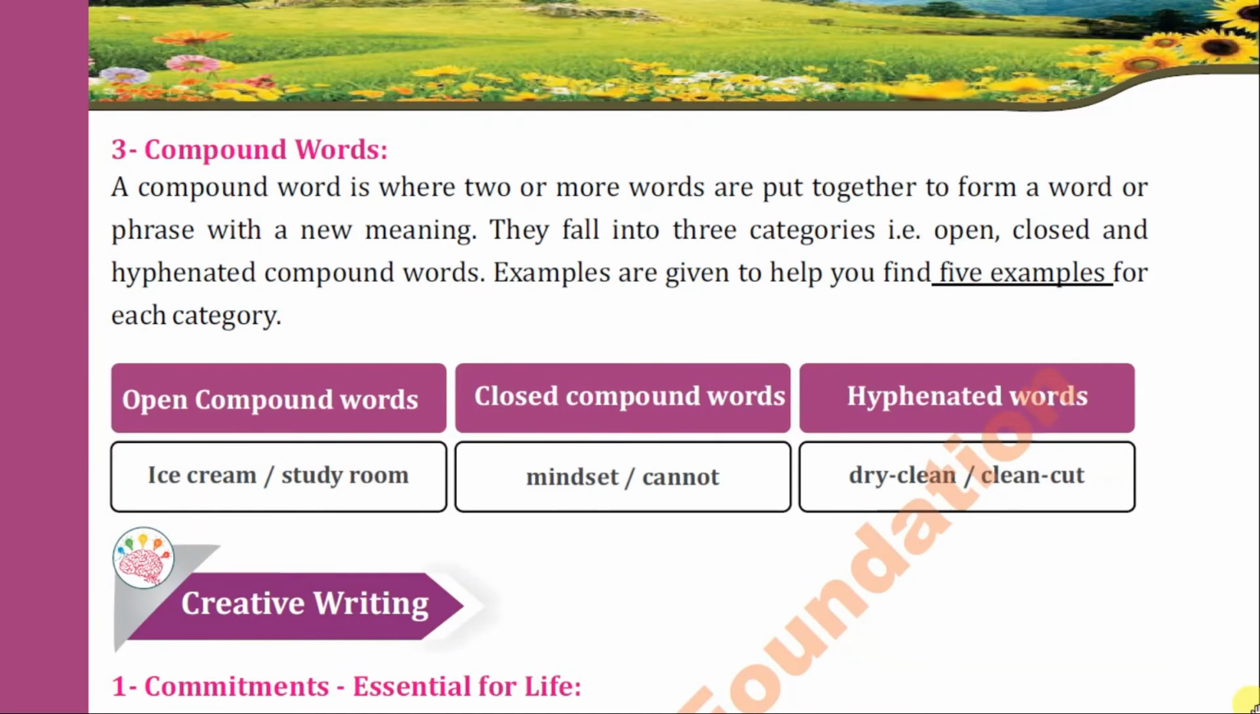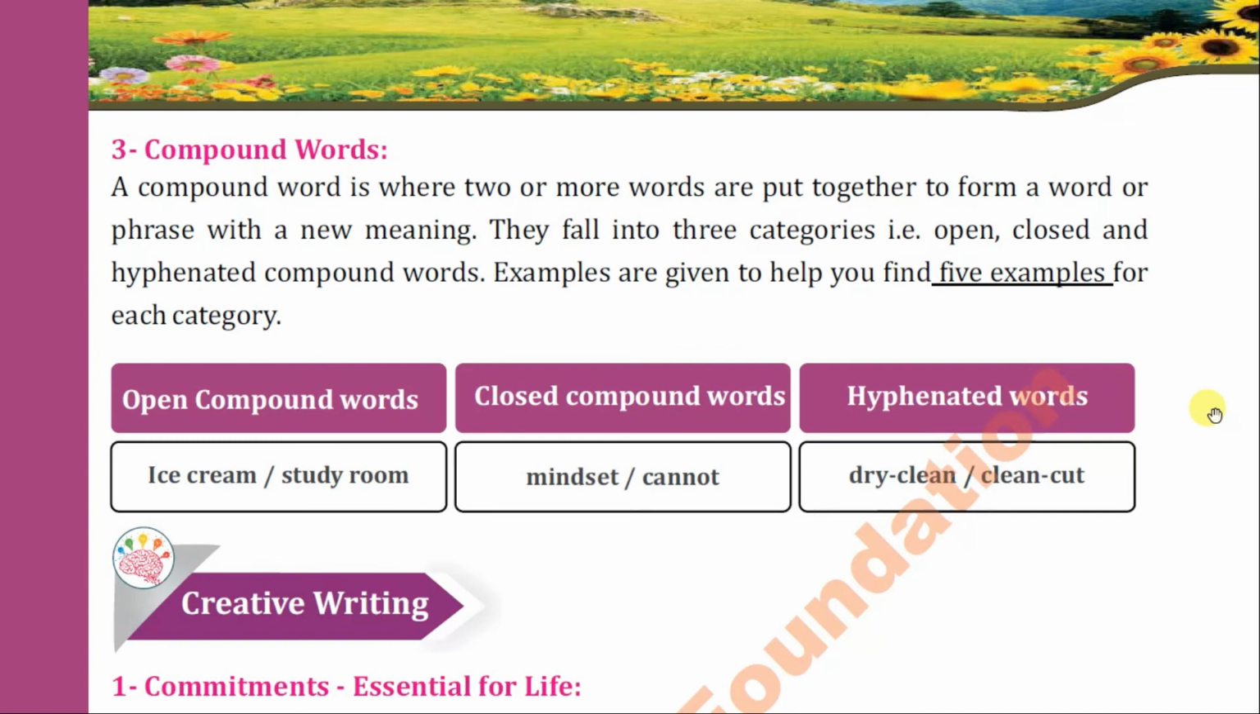This is compound words. A compound word is where two or more words are put together to form a word or phrase with a new meaning. Now this is the definition. When you put together two words or two phrases and you have new meanings, it is called a compound word. They fall into three categories given in your book. One is the open compound words. Number 2 is the closed compound words. And number 3 is the hyphenated words, where hyphens are used.